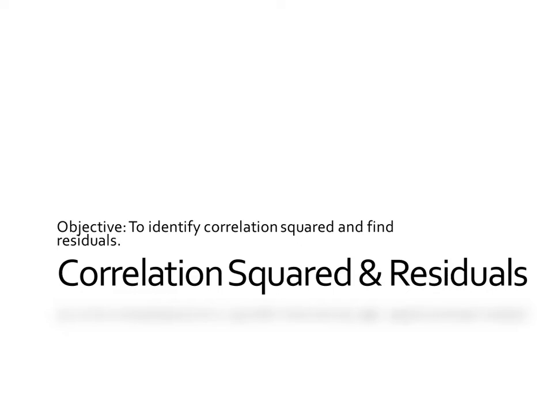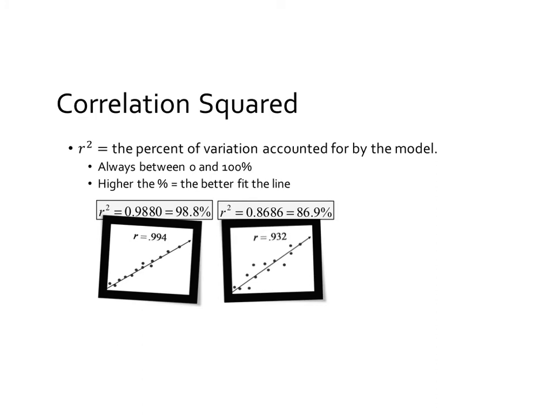Today you will identify correlation squared and find residuals. So R squared is the percent of variation accounted for by the model. Remember, because it is a percent, it is always between 0 and 100%, and the higher the percent, the better fit your line. So if we look at the two pictures, the picture on the left has a stronger R squared because there are more points closer to the line than on the picture on the right.